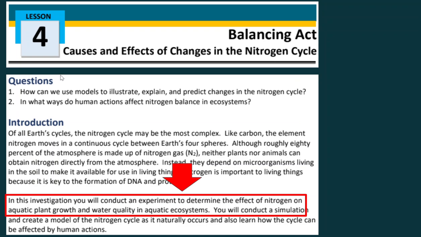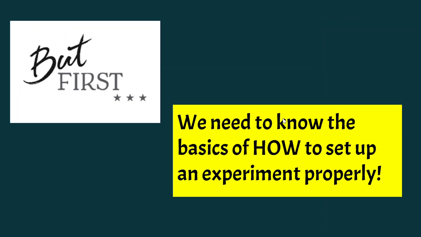If you look at the beginning of your notes, we've already read some of this information, but you can see that it says in this investigation, you will conduct an experiment to determine the effect of nitrogen on aquatic plant growth and water quality in aquatic ecosystems. This is true. We are going to do some more experiments and some more water testing, so that'll come up in the next couple of classes. But in order to do that, we need to understand how to come up with the experiment that we want to do so that it's going to give us data that we can use. So we need to know the basics of how to set up any experiment properly.